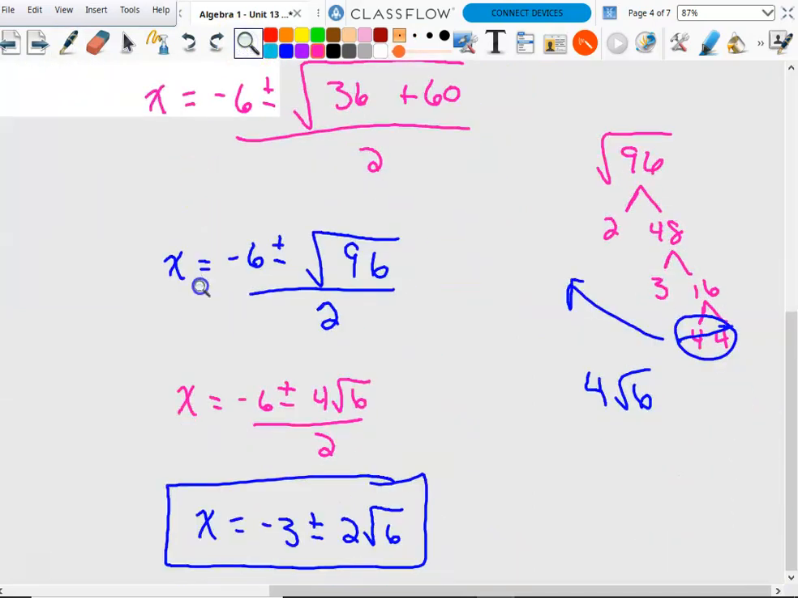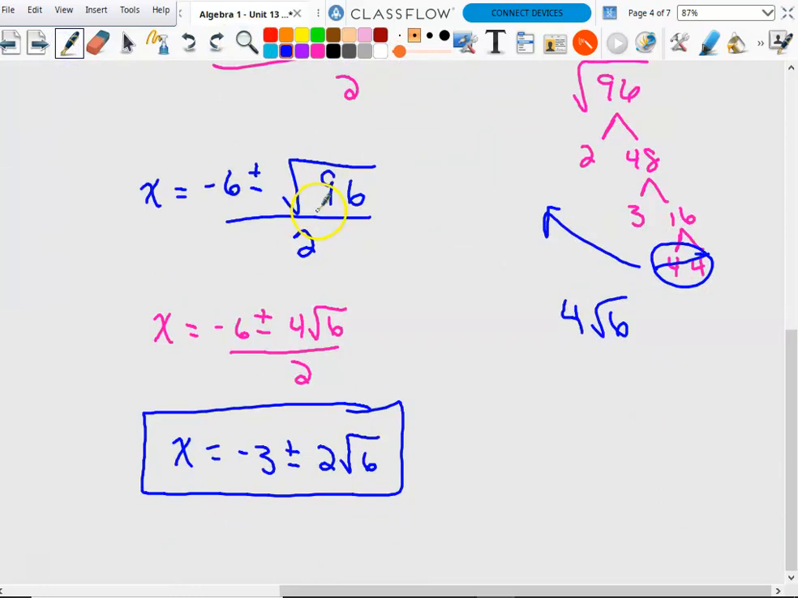Ended up with square root of 96. Had to go off to the side. Break down square root of 96. I ended up having 2 4s. 1 dies, 1 gets set free. I had a 3 and a 2 left. That's where the 6 came from. So square root of 96 was really 4 root 6.